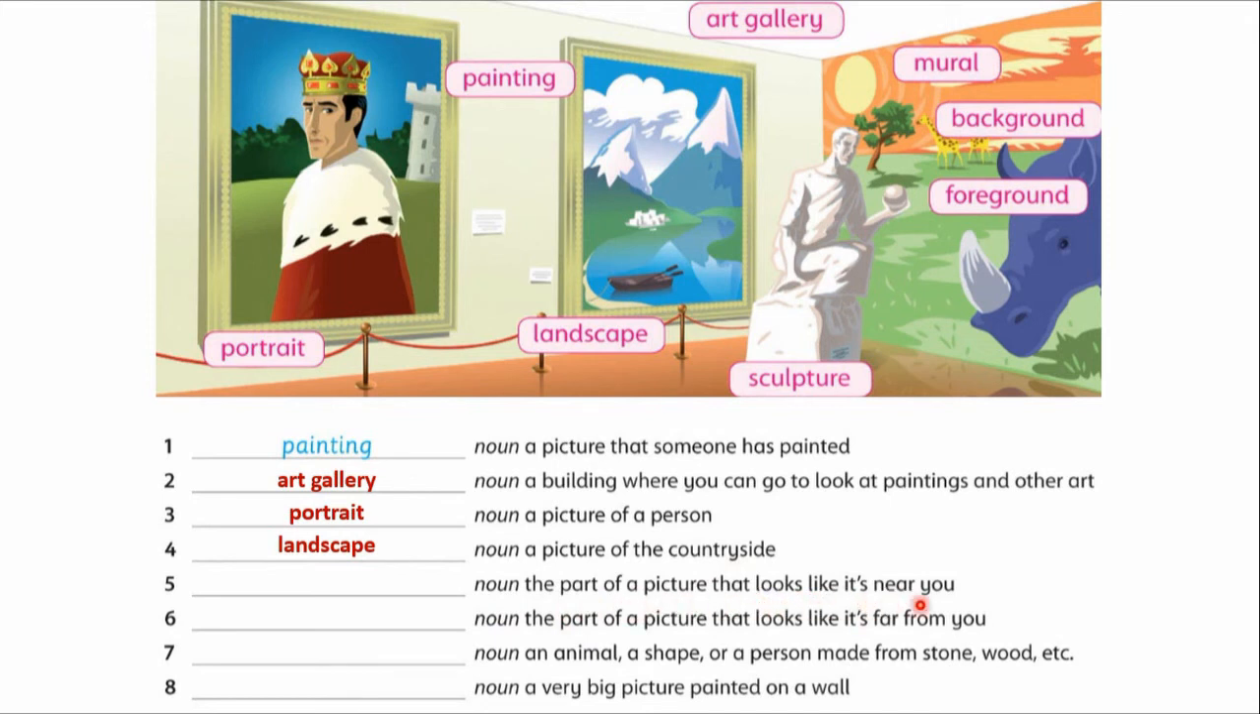Number five, the part of a picture that looks like it's near you. The answer is foreground. Number six, the part of a picture that looks like it's far from you. The answer is background.